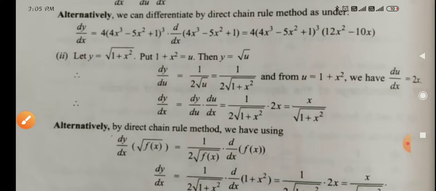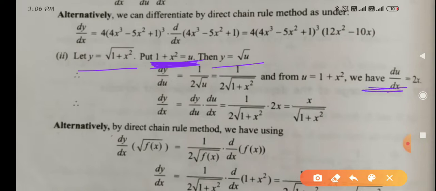One more example, second part you can see, y equals under root 1 plus x square. So 1 plus x square you can take as u, first method, and then y will become under root u. So this first function you can differentiate with respect to x, du upon dx. Here you can see du upon dx equals 2x they are giving.